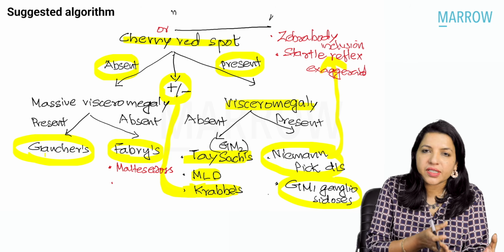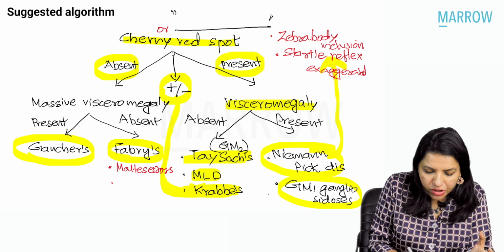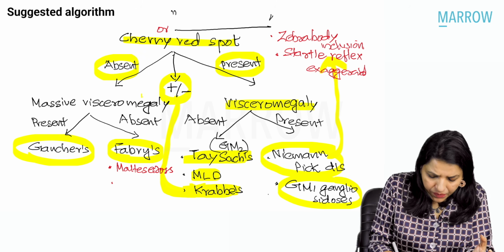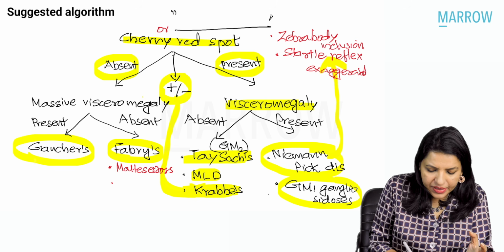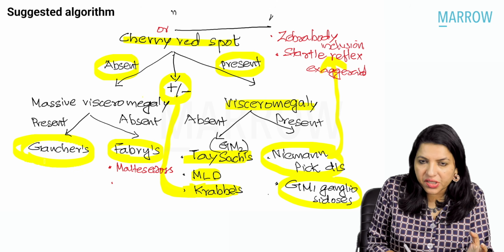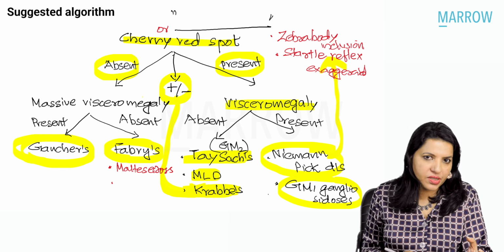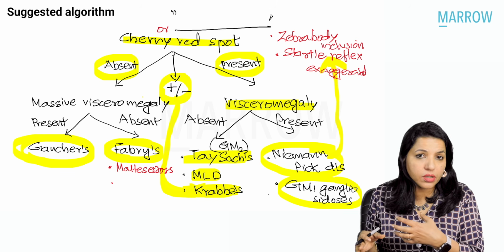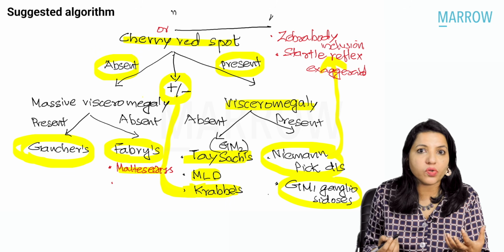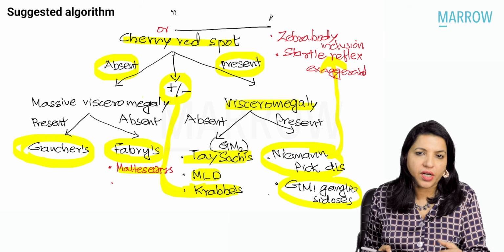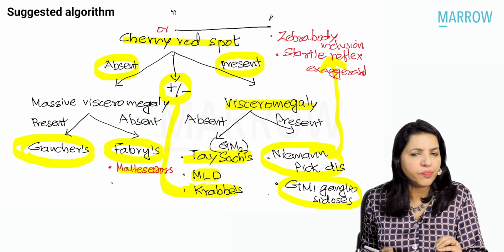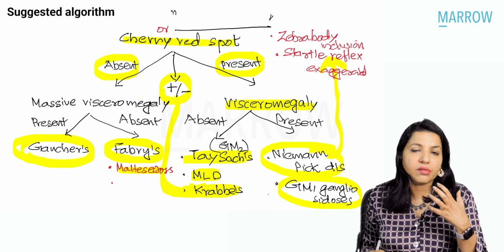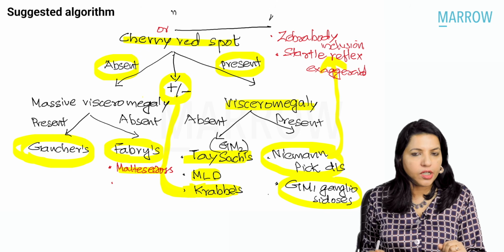If it is absent, then what you have to check for is massive visceromegaly. Massive visceromegaly is something you can find in Gaucher's disease, but not in Fabry's disease. If you want to find out whether it is Fabry's, you have to check for other clues as well, like Maltese cross appearance, angiokeratoma. If such things are given, it is a case of Fabry's disease. So this is how you generalize and find out which sphingolipidosis it is.